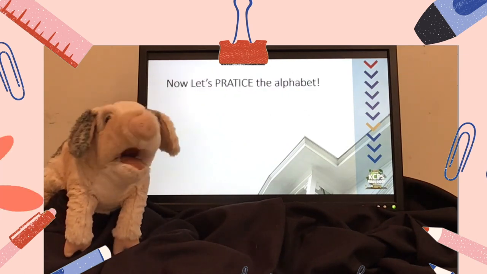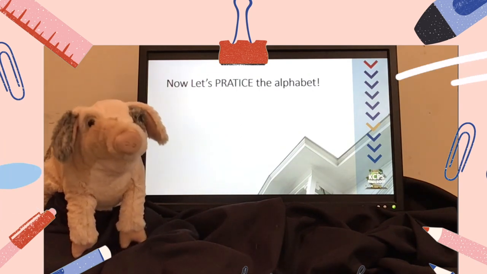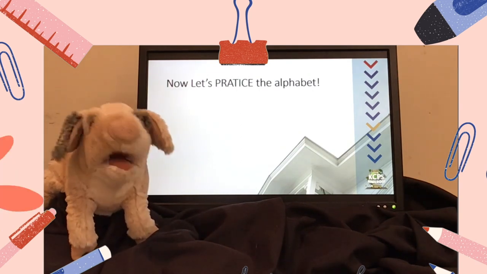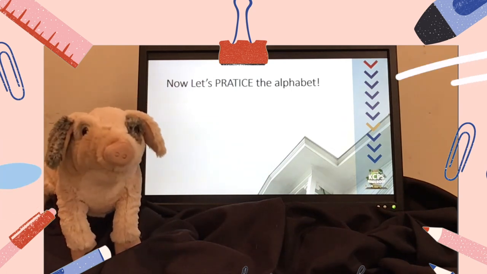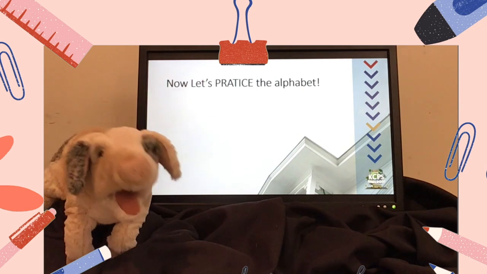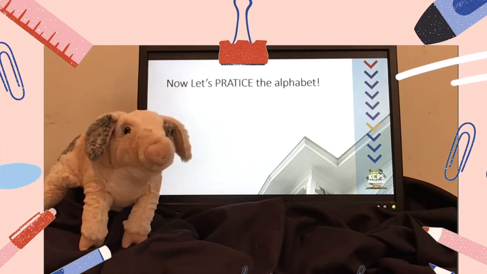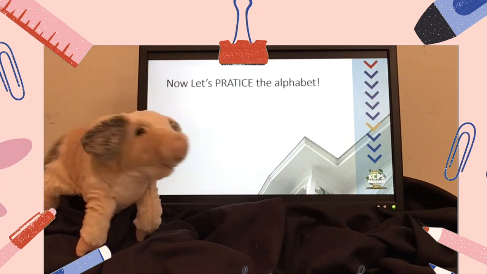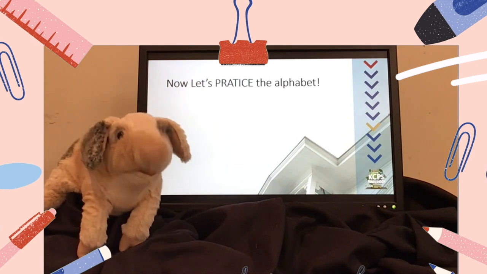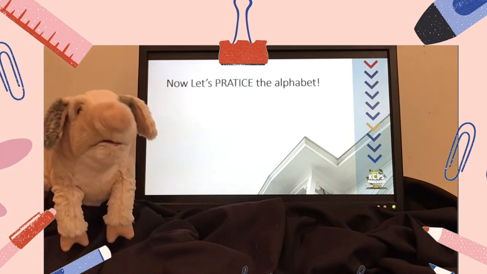Today, we're going to practice. We're going to say the letters together. Then the letters will do a flip, and we will say the letter sounds and the word that helps us remember the letter sounds, because that's what you have to know to read, the letter sounds.